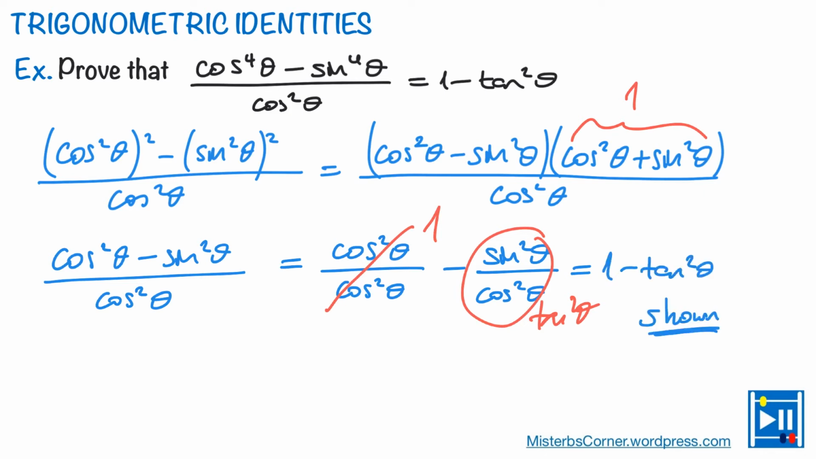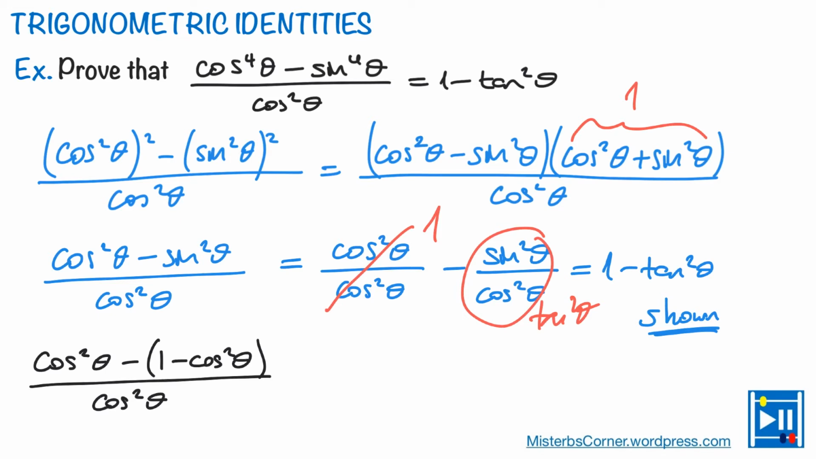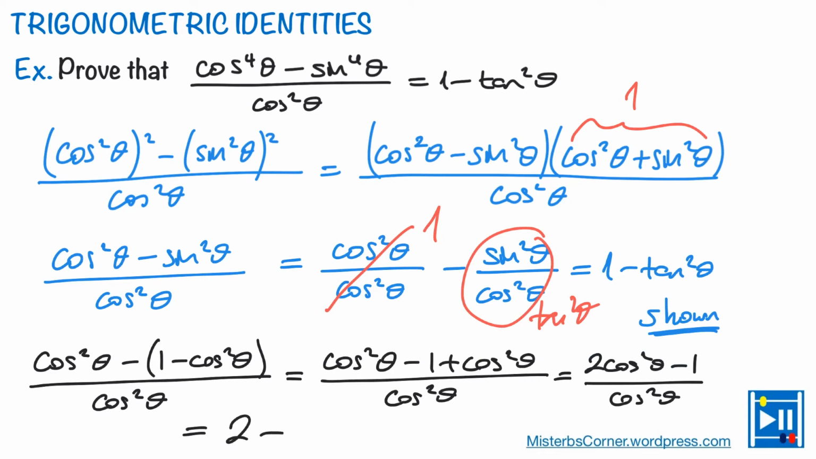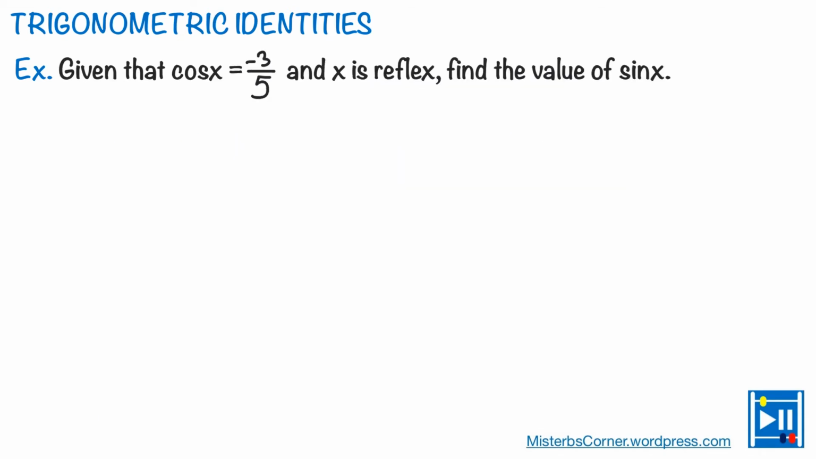Or you can try changing, for example, sine squared theta into 1 minus cosine squared theta and simply get stuck, ending up with something which seems totally different from what is asked. So not every single time that you change one trigonometric function to another will it work. You have to be really careful. Again, practice makes perfect.